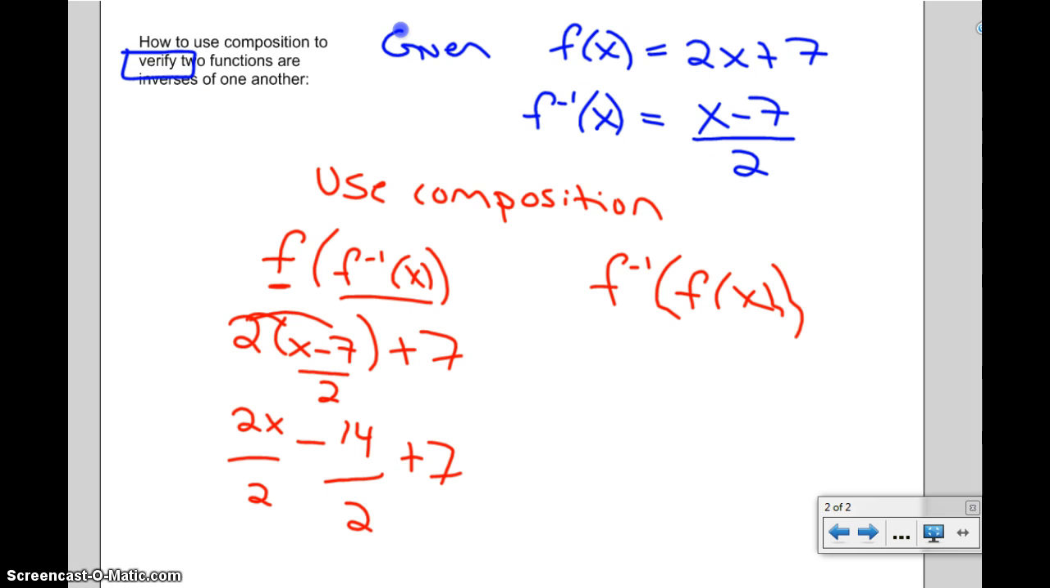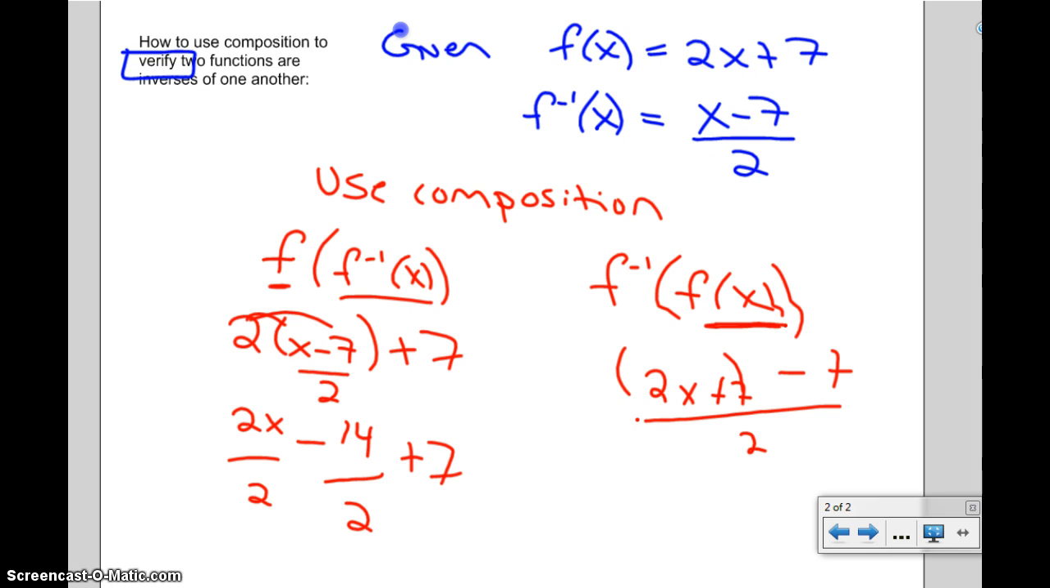Okay? If I come over to the right and I do the exact same thing, but I start with the inverse. My inverse is x minus 7 divided by 2. Remember that this x is being replaced with what's on the inside, which is the original f of x. The original f of x is 2x plus 7. Our smartboard is wonky, but that's okay. So now my job is to simplify.